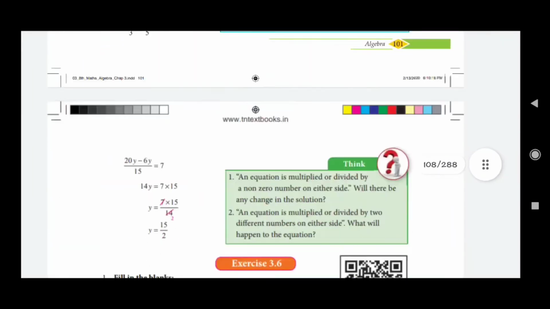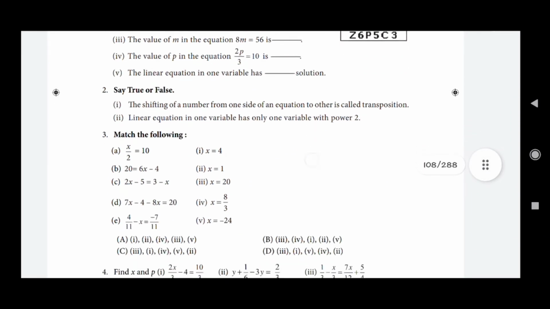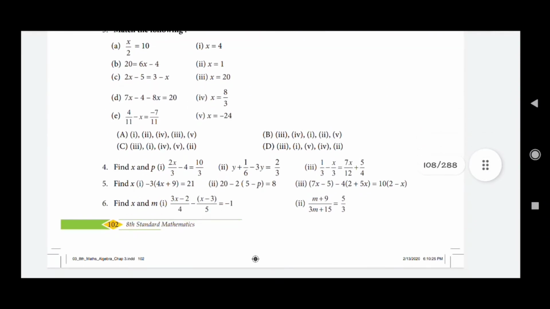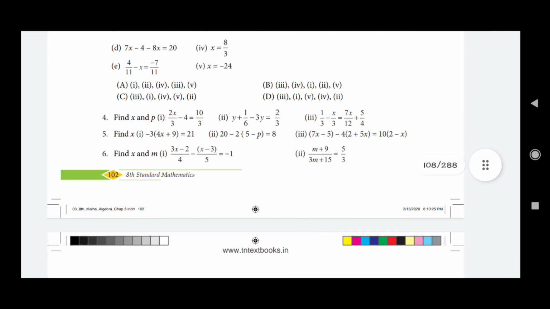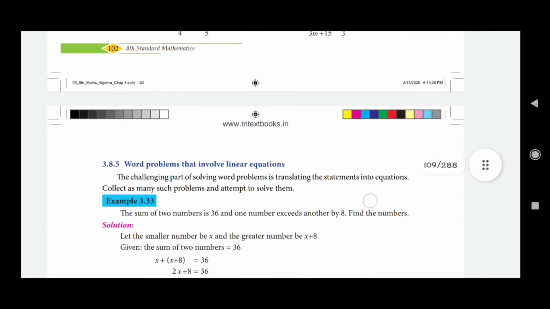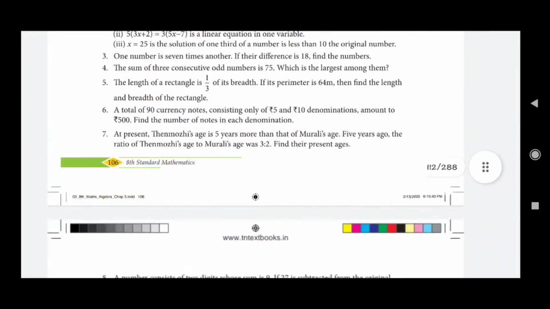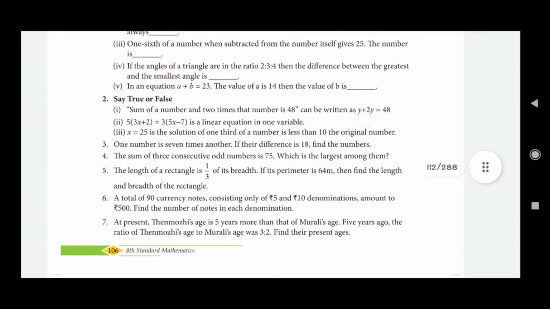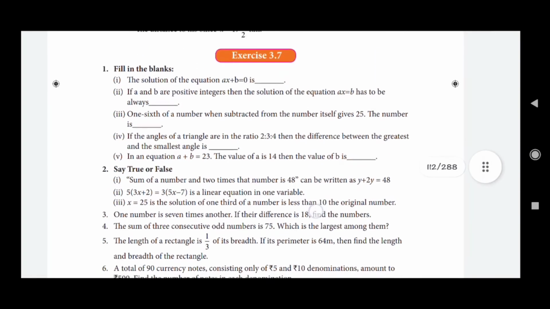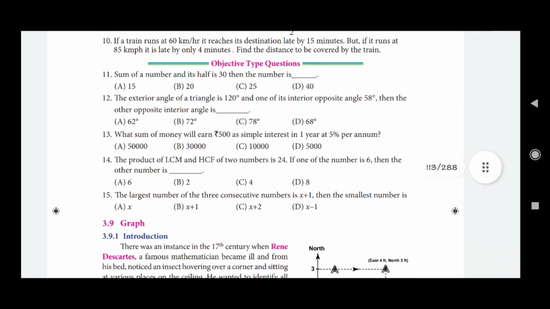If you see the next exercise, fill in the blanks, true or false, and match the following are there. You go through all this, you will get nearly 20 marks in one word. Understand? So concentrate on that. Here, find x and p. By solving this, you can find it. The word problem is also important. You will get word problems. So read the question carefully and solve. From exercise 3.7, you will get 5 marks. So you go through the sums.